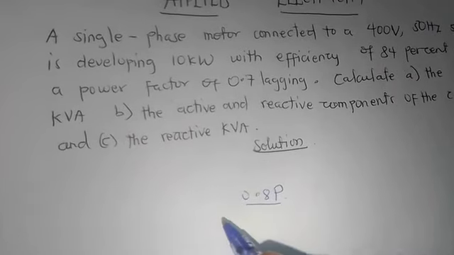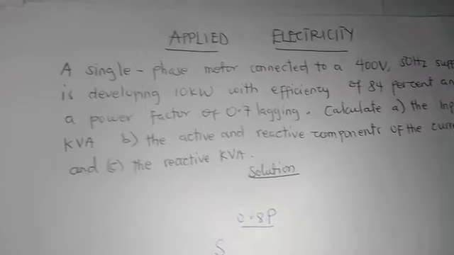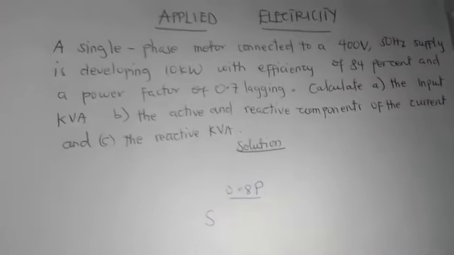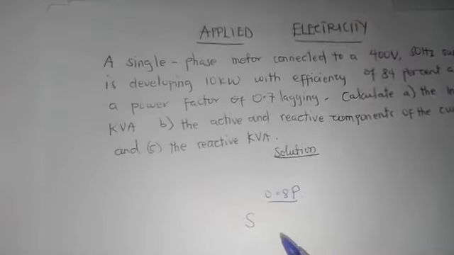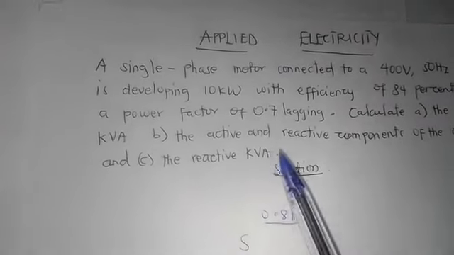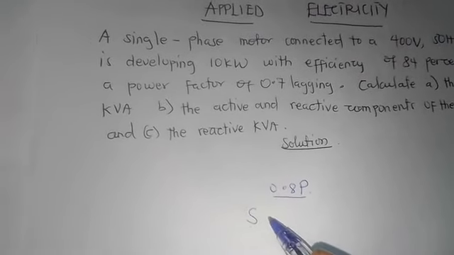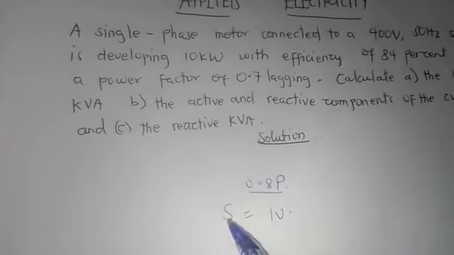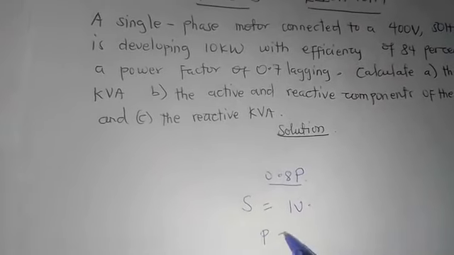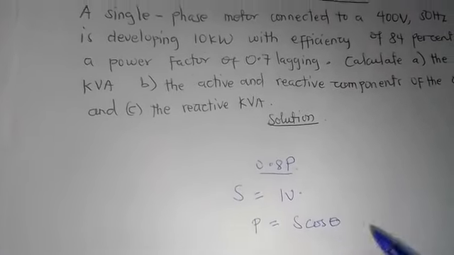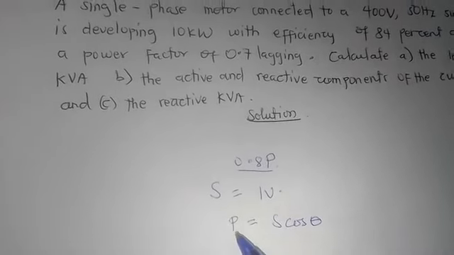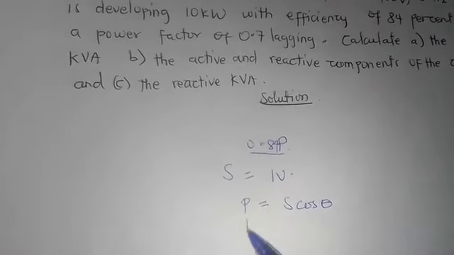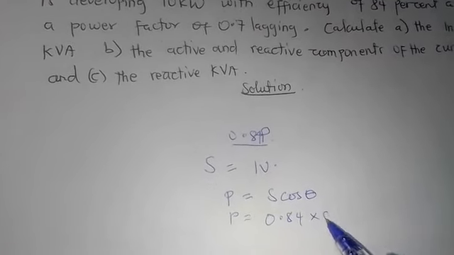We know that our total power in an AC system is what we call the kVA, and that is what the first question is asking, the input kVA. The total kVA, the total power inputted into the system, is given by IV, total current times total voltage. The relationship between S and P is that active power is always equal to the total power times cos theta, where cos theta is the power factor. But now with the efficiency, P will be equal to 0.84 times S cos theta.